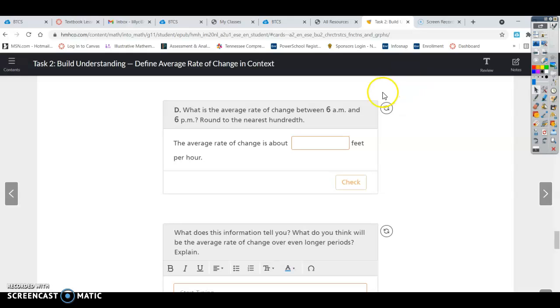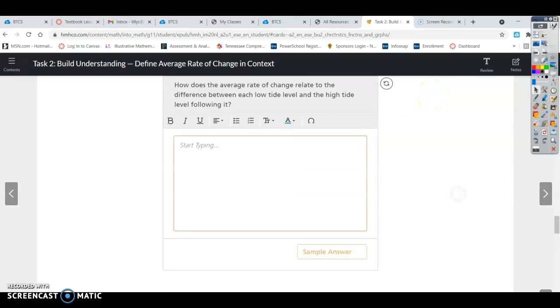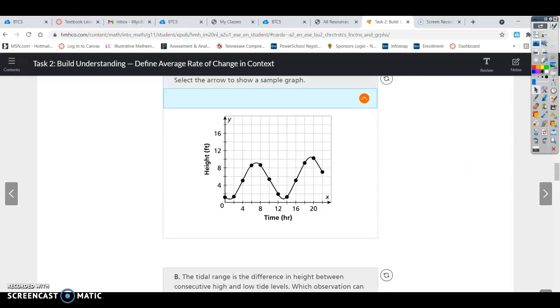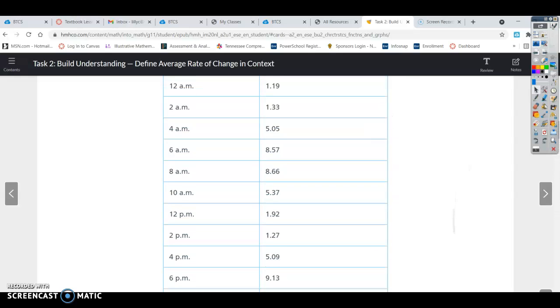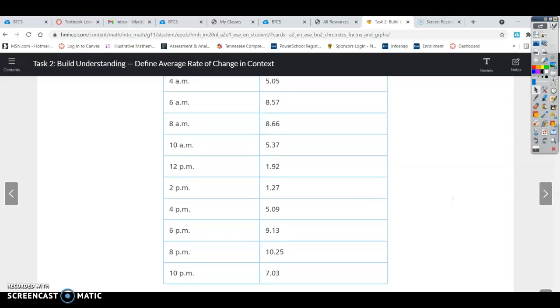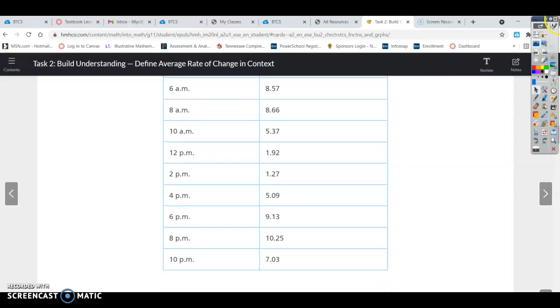All right, so again, I'm going to go back up to my table and I'm going to find 6 a.m. and 6 p.m. Again, you've got your graph, but the table is easier. So it says 6 a.m. and 6 p.m. So that's going to be this point. And 6 p.m. is this point.